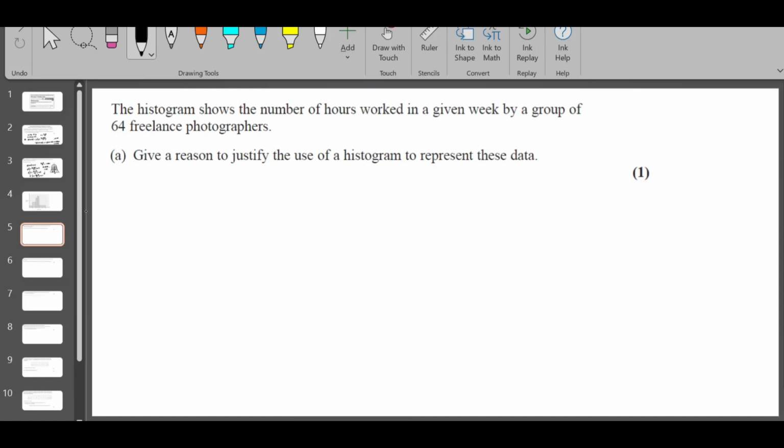Definitely, we are talking about time here, right? If they are talking about time, length, mass, these are all continuous random variables. So you can just write time is not discrete, it's continuous. That's all. Just a 1-mark question.